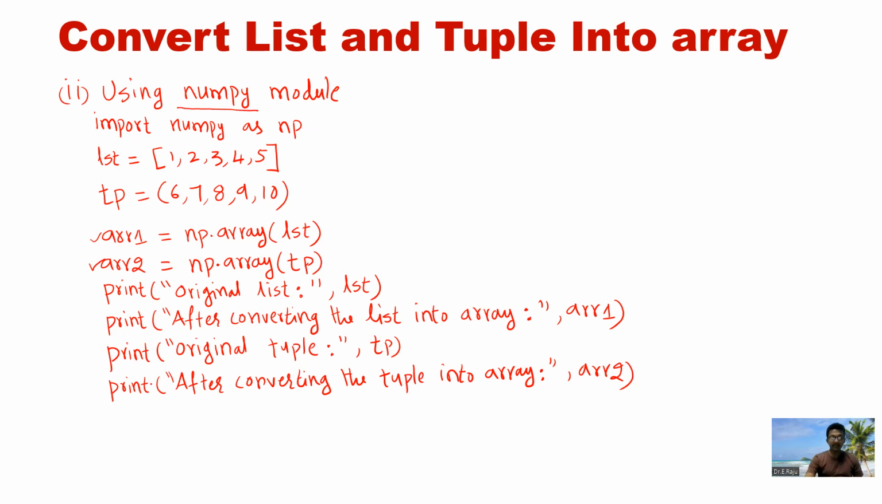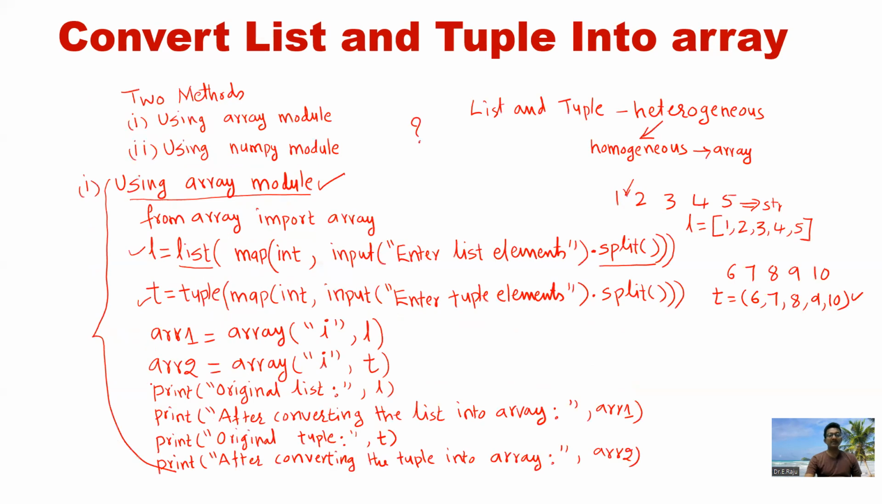So friends, hope you understood the two ways of converting a list and tuple into an array. The first method is by using the array module, and the second mechanism is by using the numpy module. Let us see the execution of these two programs.